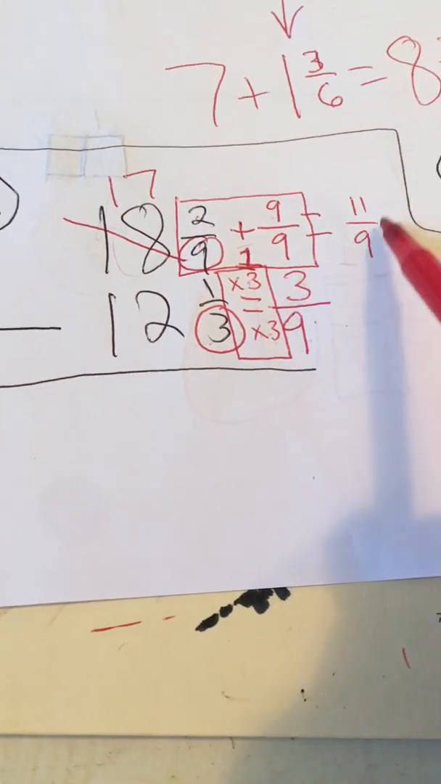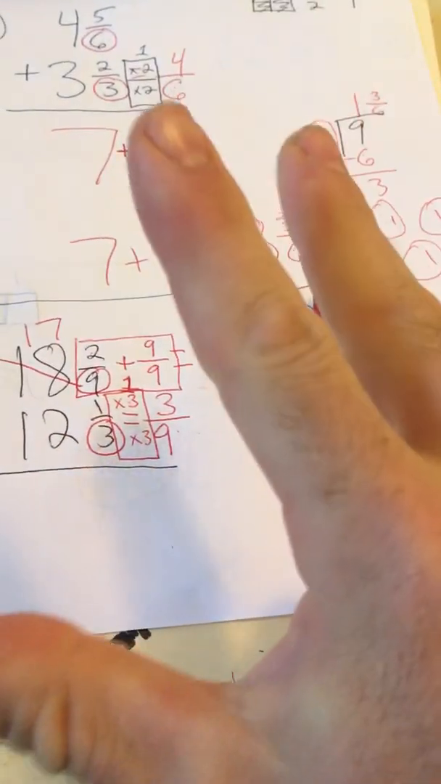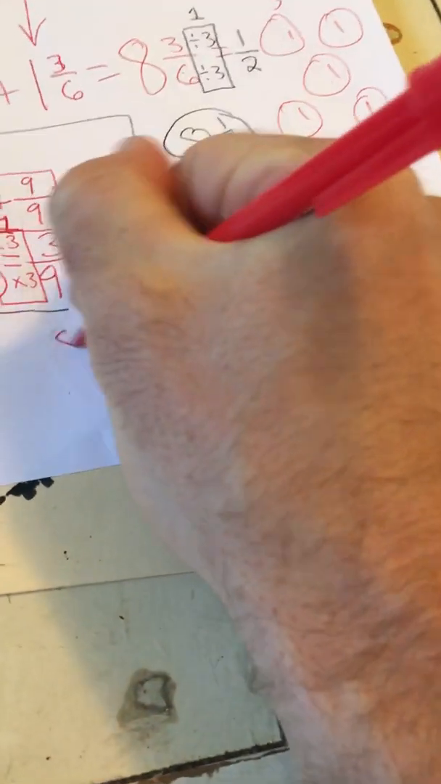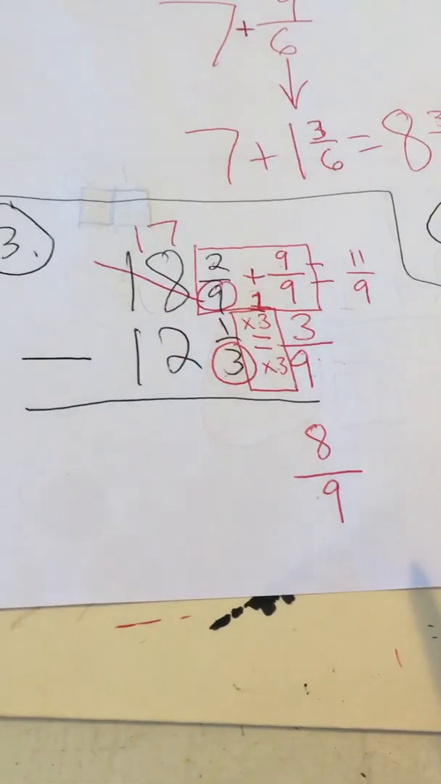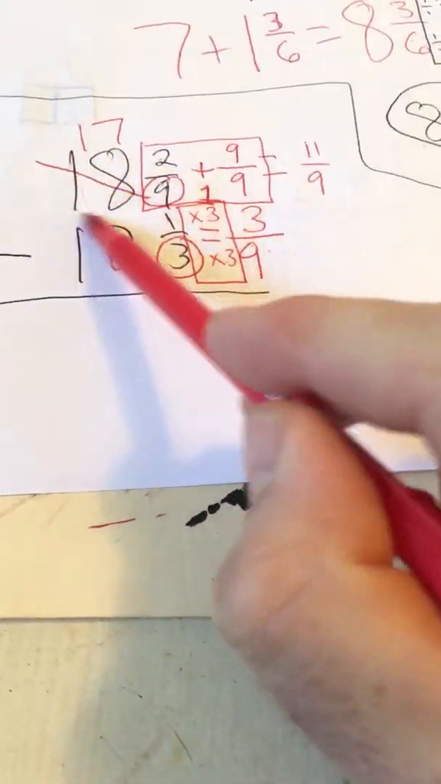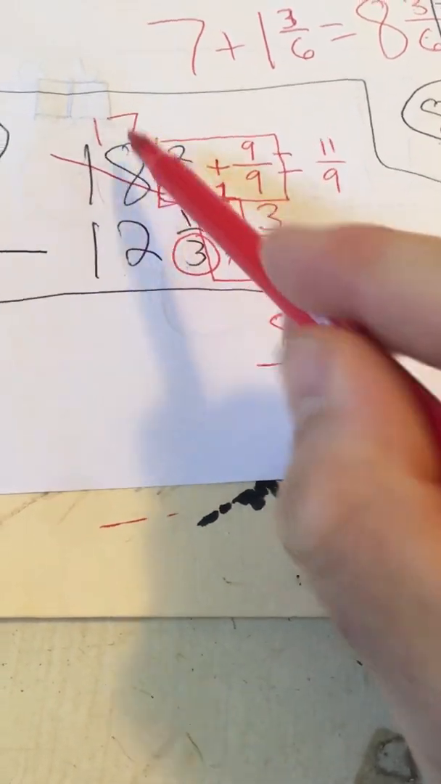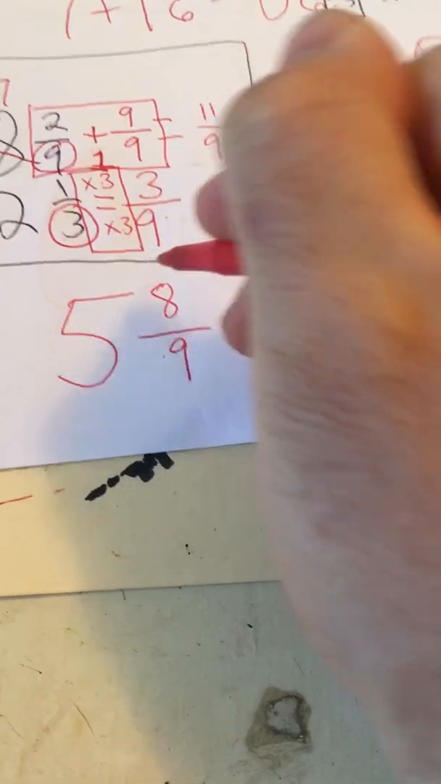Now we can subtract 11/9 minus 3/9. 11, 10, 9, 8. So 11 minus 3 is 8. Don't be afraid to count on your fingers. 9ths stay as 9ths. Then we can just subtract 17 minus 12. I'll bet a lot of kids kept this as 18. That's where this becomes tricky. 17 minus 12 is 5.